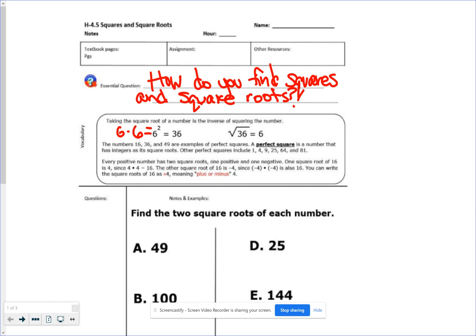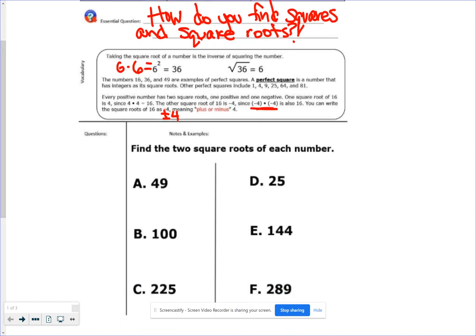Every positive number has 2 square roots, one positive and one negative. One square root of 16 is 4, since you can do 4 times 4. That equals 16. The other square root is negative 4, since negative 4 times negative 4 is also 16. You can write the square roots as a plus or a minus. It's hard to see, so I'm going to rewrite it here. We can do plus or minus, so it's plus or minus 4. Why? Because a positive 4 and a negative 4 are both answers.